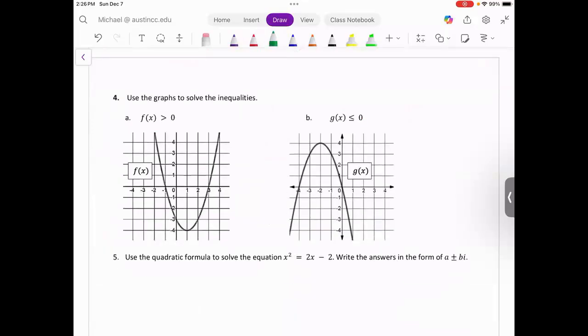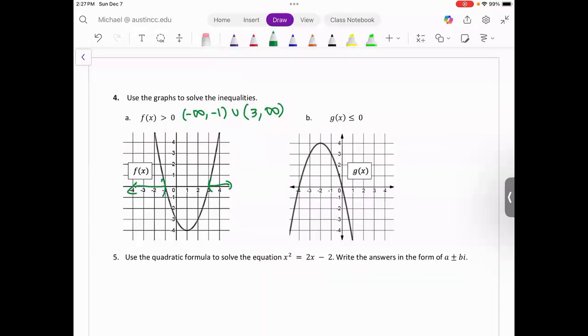Okay. We want to use the graph to solve the inequalities. For this first graph, where is f of x greater than 0? It's greater than 0 everywhere to the right of 3 and everywhere to the left of negative 1. So we want to write that in interval notation. That would be from negative infinity to negative 1 union 3 to infinity.